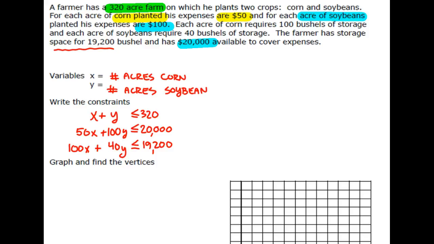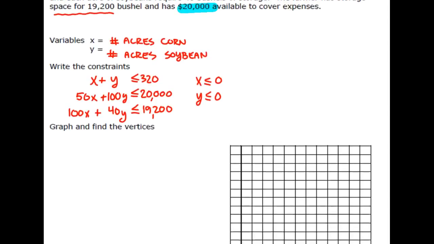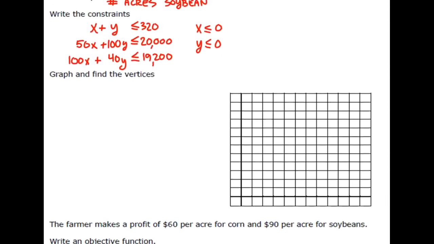We also have the constraints that x is going to be greater than or equal to 0, and so is y. You know, that's usually one of the constraints. Usually we're not talking about negative quantities of stuff. So we have our variables defined. We have our constraints listed. Now we need to go ahead and try graphing this. When we graph it, there are going to be some big numbers coming here. So we've got to find our intercepts. Let's go ahead and take a few minutes to find our intercepts.